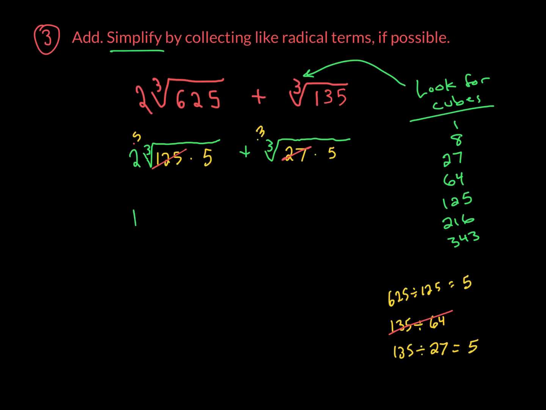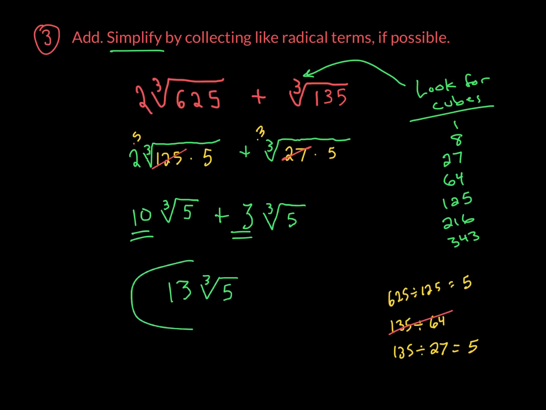Okay, so now we've got 2 times 5, which is 10. Cube root of only a 5 left on the inside. And then we had basically 1 times 3, which is 3. And cube root of just a 5 left on the inside. So at the beginning, it looked like these were 2 radicals that we couldn't add, but now we've got cube root of 5 and cube root of 5, which means that these are like terms now. We just have to put the numbers in front together, 10 and 3. So 13 cube root of 5.